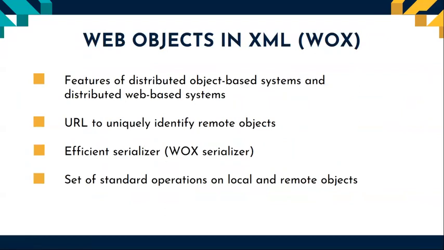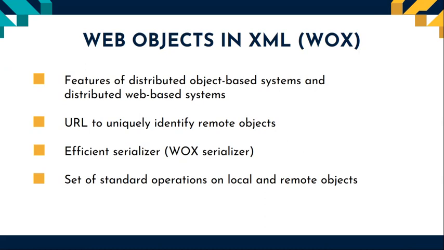Web objects in XML. WOX is a framework that combines features of distributed object-based systems and distributed web-based systems. WOX uses URLs to uniquely identify remote objects, following the principles of the representational state transfer, REST, architecture. This is an important feature because all objects are uniquely identified by their URL and can be accessed from anywhere on the web, either through a web browser or programmatically.